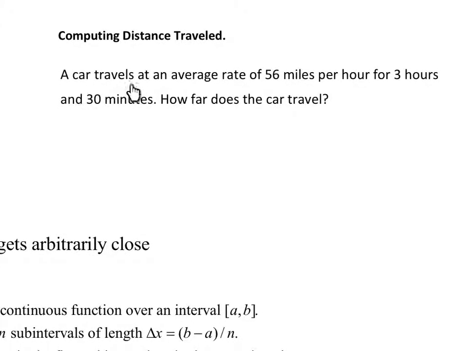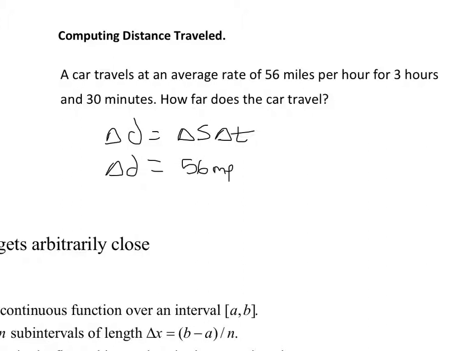It says, a car travels at an average rate of 56 miles per hour for 3 hours and 30 minutes. How far does the car travel? Well, change in distance equals speed times change in time. So the change in distance would be the speed, which is 56 miles per hour, times 3.5 hours. Remember, 3 hours 30 minutes is 3.5. Multiply that out, and you would get 196 miles.